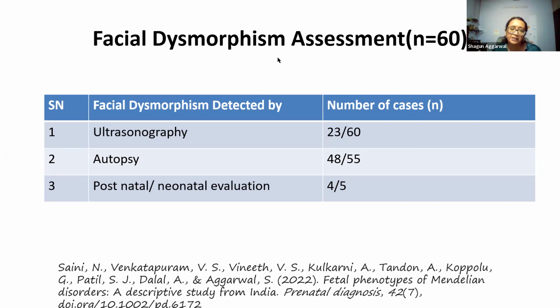We also did autopsy, and in five cases the family continued the pregnancy and we saw the babies after birth. We found that in the scan itself, in around 40% of these cases, there was dysmorphism, which was confirmed later on autopsy or on neonate evaluation. But then, of course, we were not able to appreciate it in all.